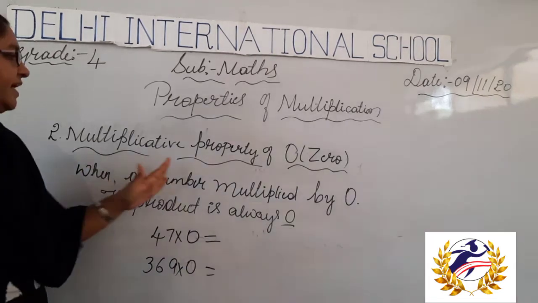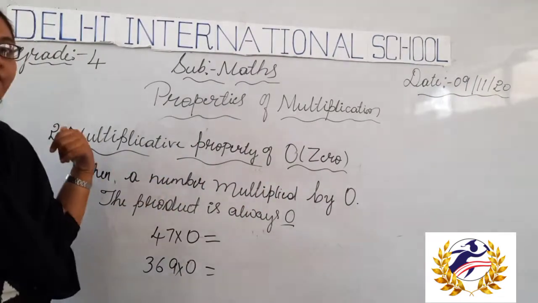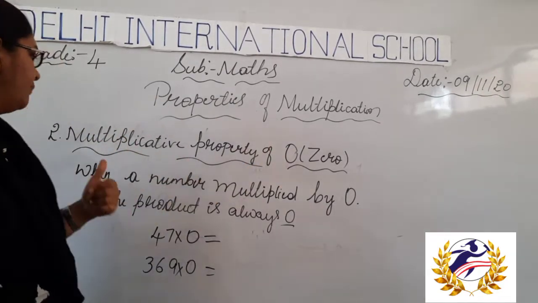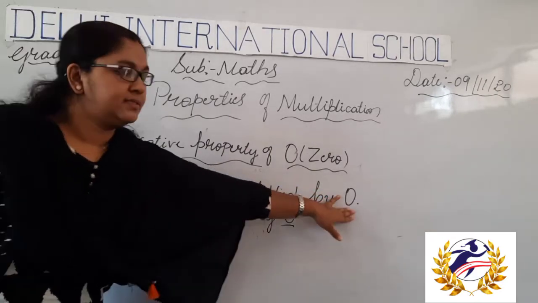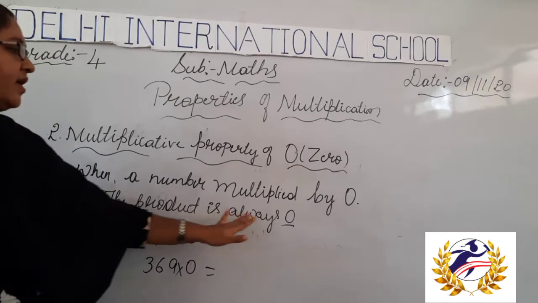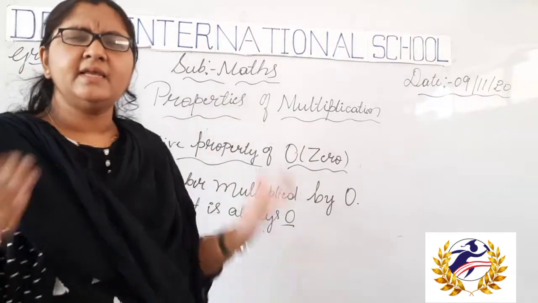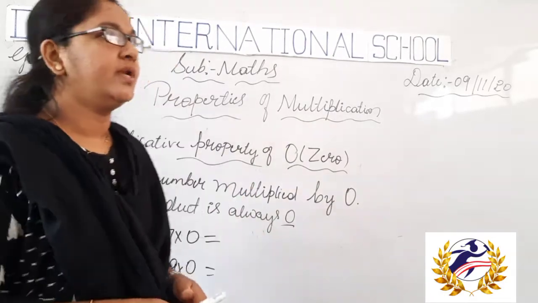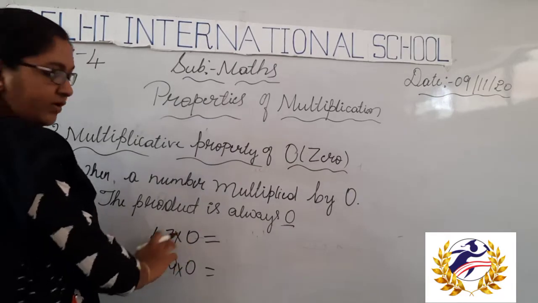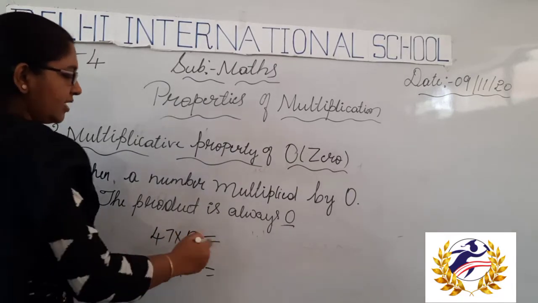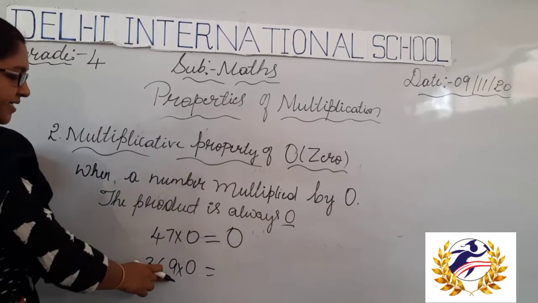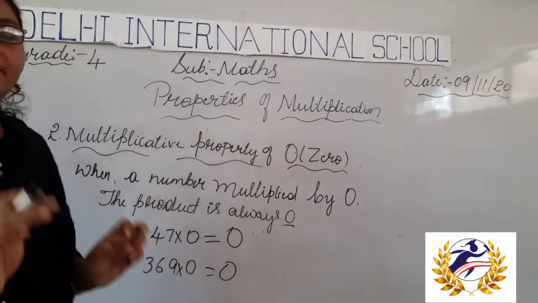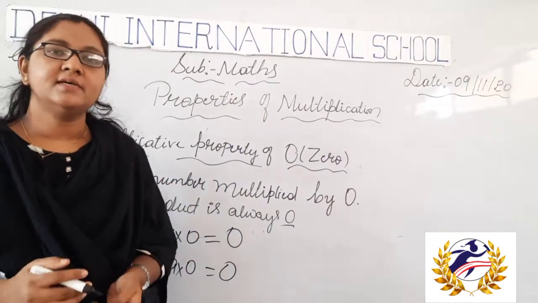The next property is the multiplicative property of 0. The first was the multiplicative property of 1, and now the second property is the multiplicative property of 0. When a number is multiplied by 0, the product is always 0. The answer is 0 only. For example, 47 into 0, 47 zeros are 0. 369 into 0 is also 0. If we multiply any number with 0, the product is always 0 only.